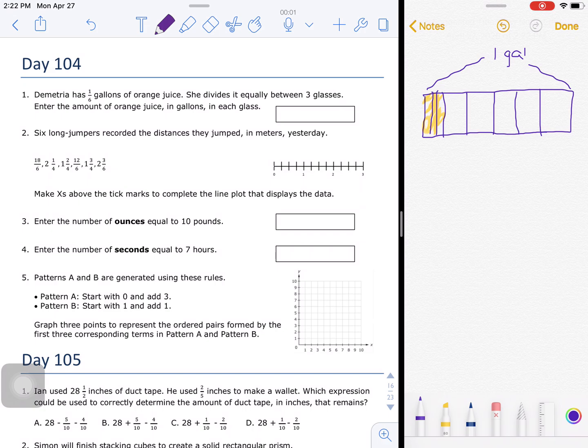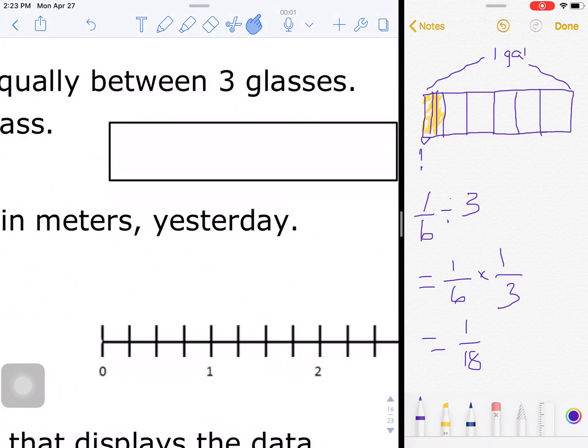Okay, she has 1/6 left, and she splits it into 3 glasses. So let's say that each one of those is a glass, and we want to know how much goes in. That's a little question mark, by the way. How much goes in each glass? So if we set this up as an equation, she has 1/6, and she's dividing it by 3. So we see that 1/6 divided by 3 is like taking 1/3 of the 1/6, which is 1/18 of the whole gallon. So 1/18 gallons would go in each glass.